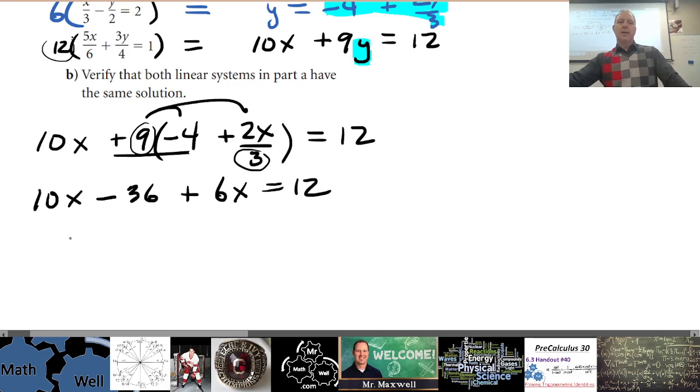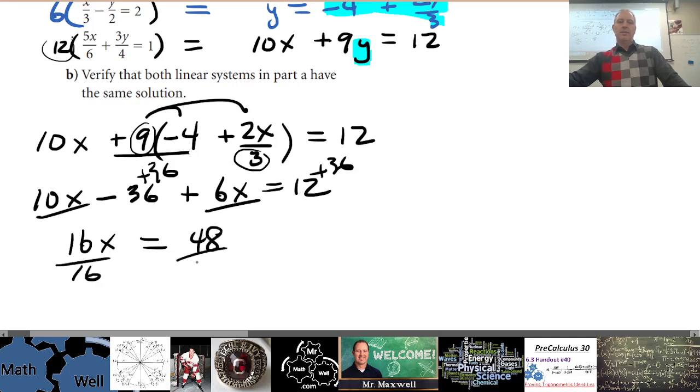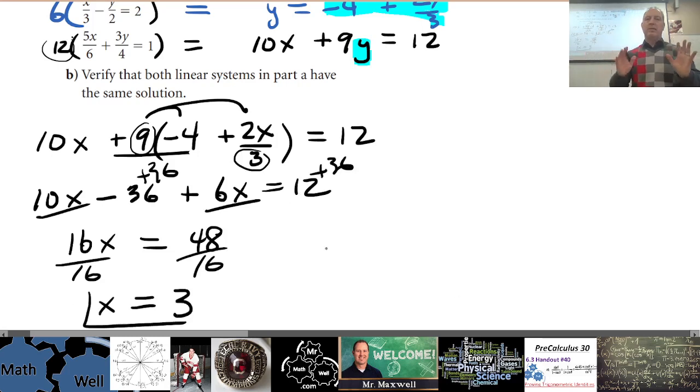So I'm going to combine like terms. I've got 16x over here, right, when I do these two. And I'm going to add 36 to both sides. Equals, what's that going to be? 48. So if I divide by 16, what's 48 divided by 16? 3. Exactly 3. Very good. So that's one piece of my puzzle here.